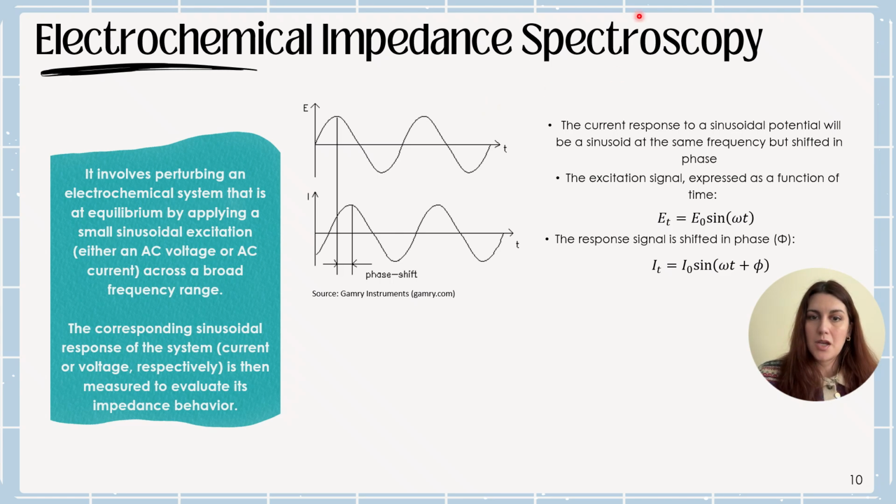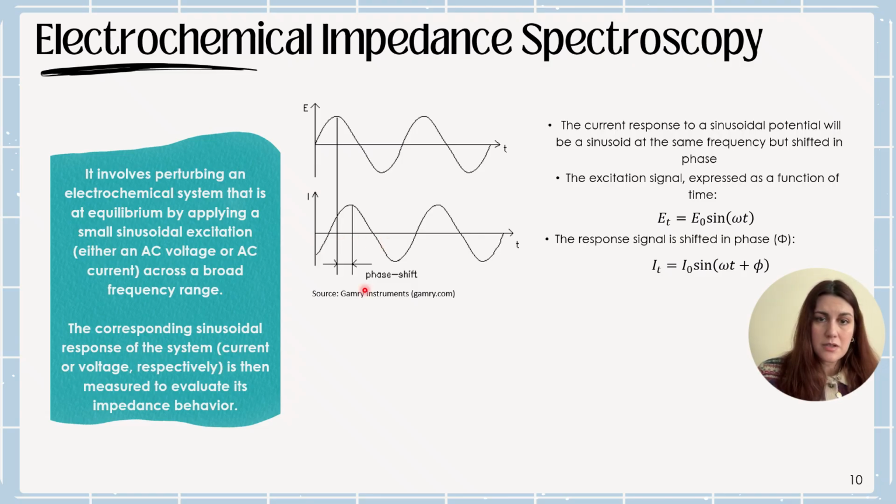equilibrium state. So let's say that we apply a sinusoidal potential signal to the electrode. This can be expressed mathematically as a function of time based on this equation, where E0 is the amplitude of the signal and omega represents the angular frequency. The system then responds with a current signal that also has a sinusoidal shape at the same frequency, but it is shifted in phase relative to the applied potential.